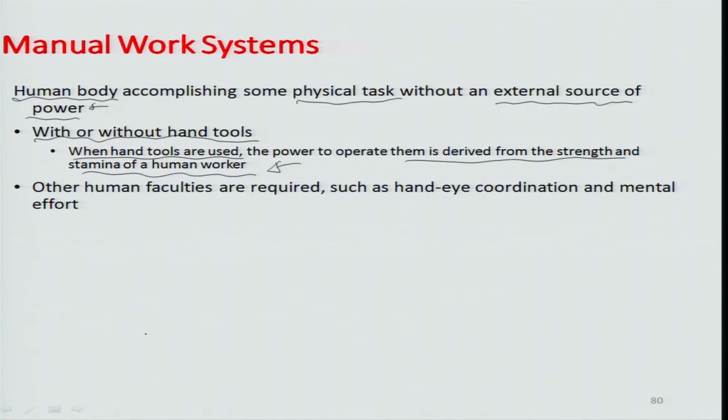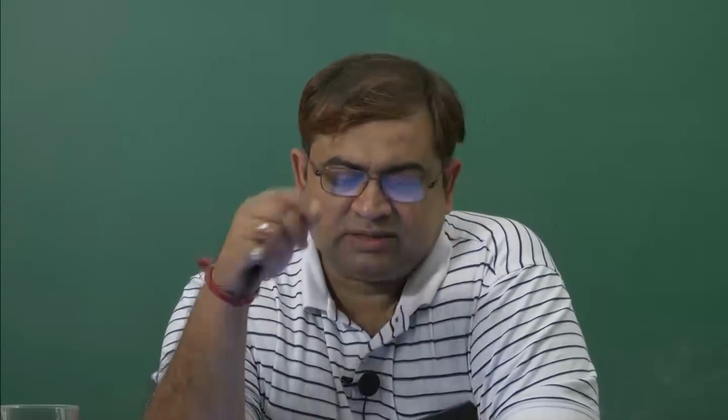Other human faculties are also needed, such as hand-eye coordination and mental effort. Without them you can't accomplish tasks like hammering a nail into a wall, or tightening a nut and bolt, where rotations have to be given and you feel the torque of the bolt coming back to you through the spanner handle. These all need human strength, eye coordination, hand coordination, and mental effort on the part of the human being. Such systems are known as manual work systems.